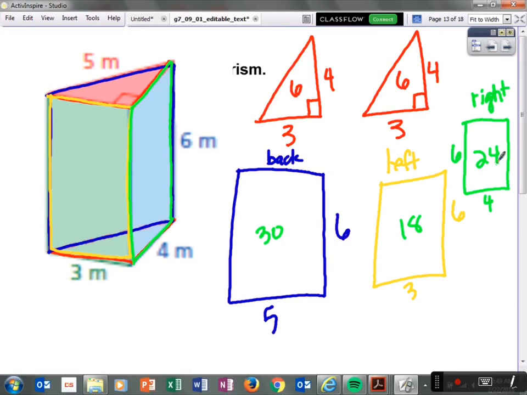Now, what do we do after we find the area of every single side? You add them all together. 6 plus 6 is 12, plus 30 is 42, plus 24 is 66, plus 18 is 84. So it would be 84.